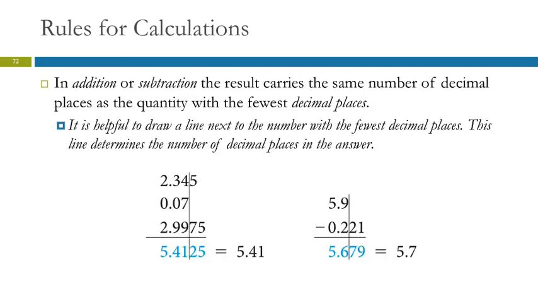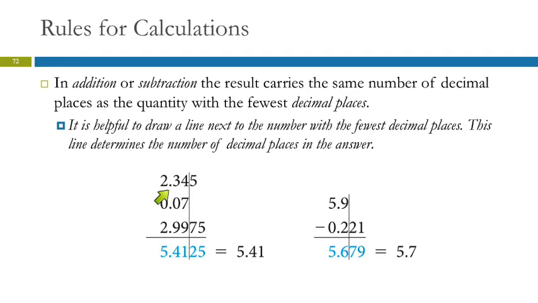The other broad category of operation is adding and subtracting. You have to have a different rule. It's very similar, which is good and bad. So for adding and subtracting, again, we're looking for the fewest number of something, but here it's the fewest decimal places. So you look at the numbers that are being added and subtracted, find out which one has the fewest number of decimal places, and that's where you round your answer.